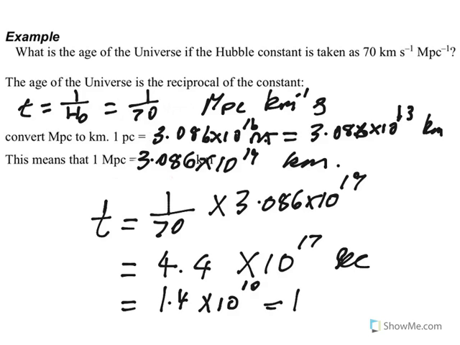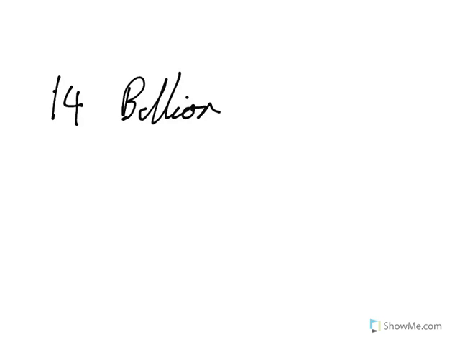Now, 1.4 by 10 to the 10 is 14 by 10 to the 9. 10 to the 9 is a billion, and so 14 billion years is an estimate of the age of the universe.